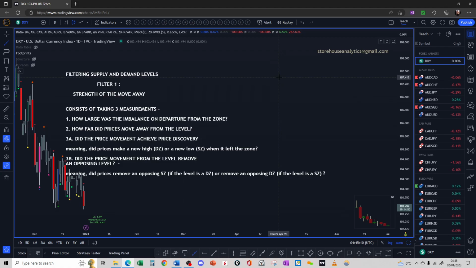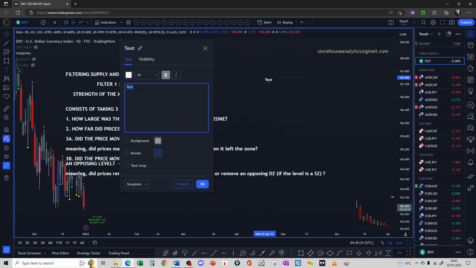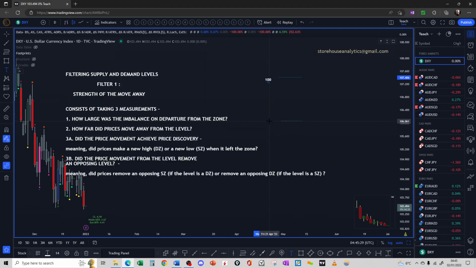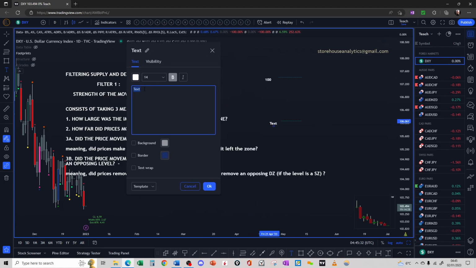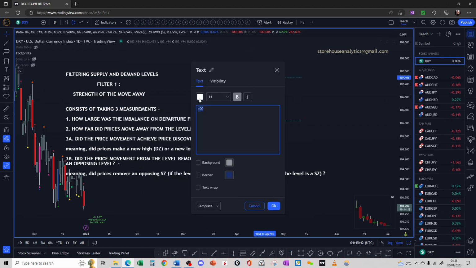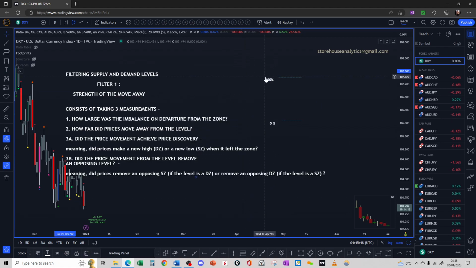So say we have that as the high, that as the low. And the high measures 100 and the low measures 0. It's 0%. That's the starting point. Right, let's even put the percent next to it. Let's put that as well. Okay, so 100%.